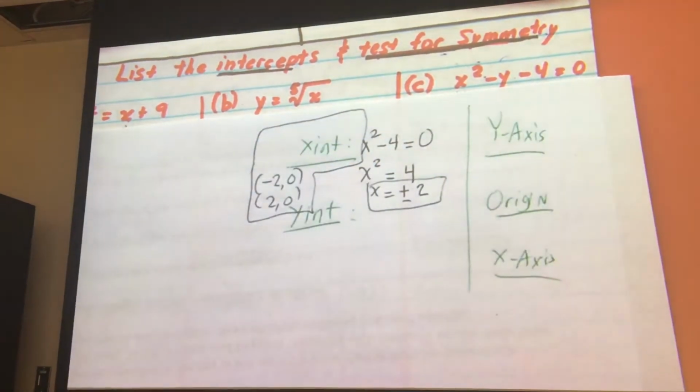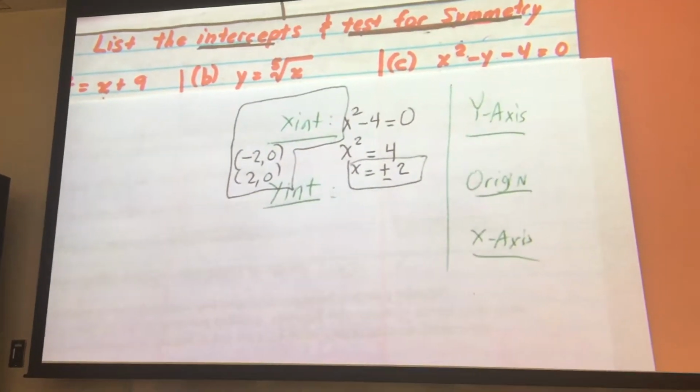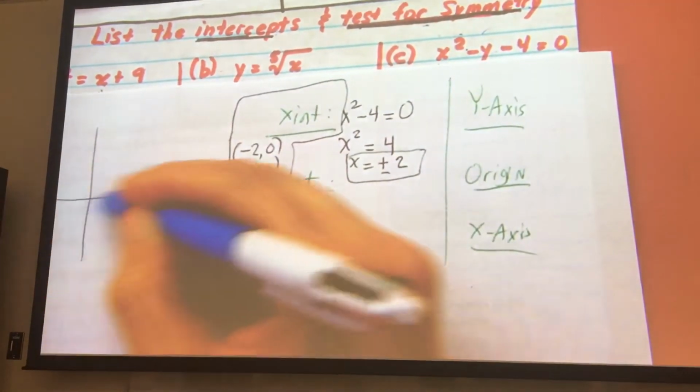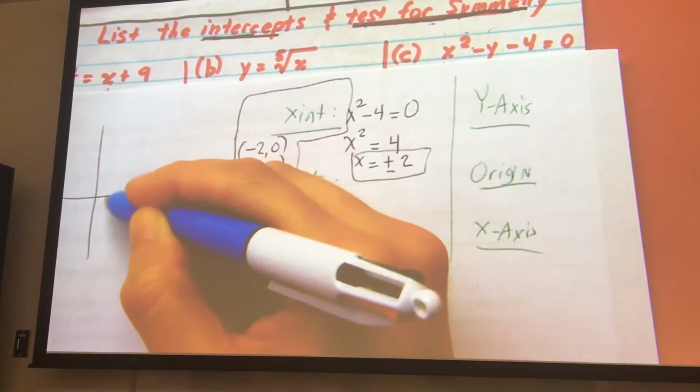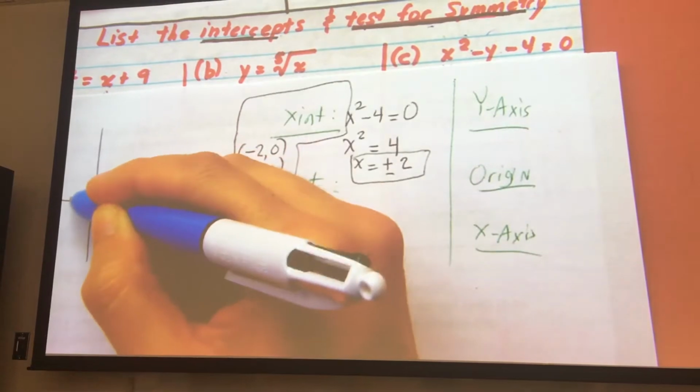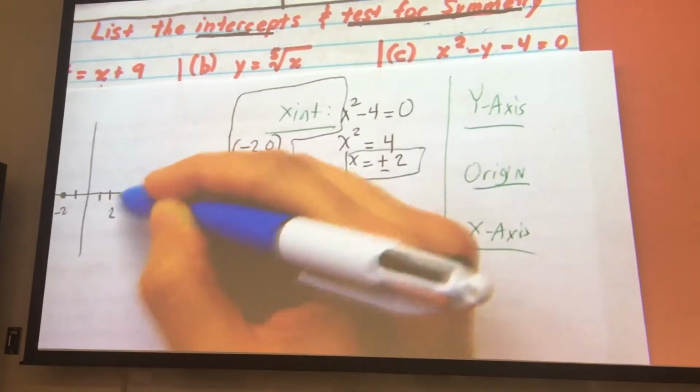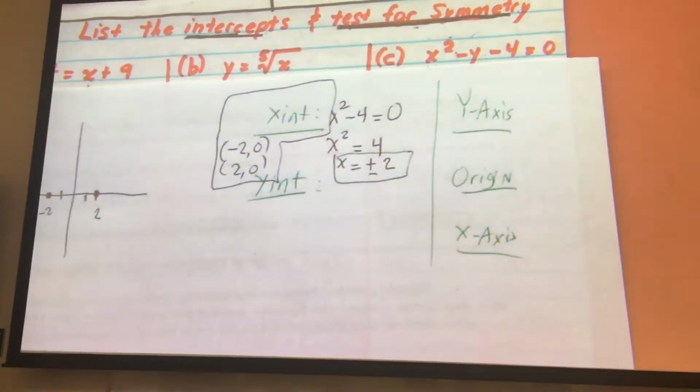Okay. So that's what's happening. We could show those on our graph if we wanted to. So here is at 2, here is at negative 2. That's the situation, my x-intercepts.